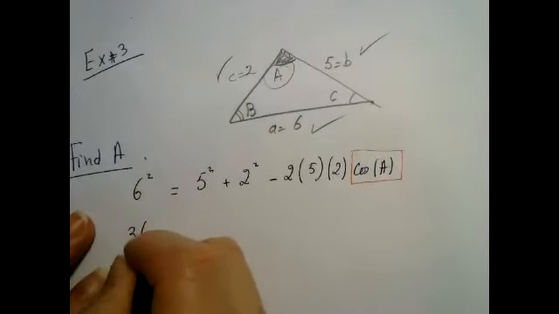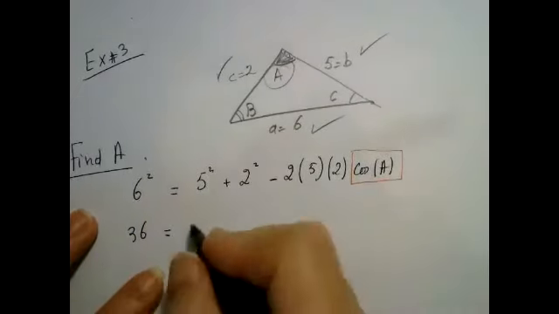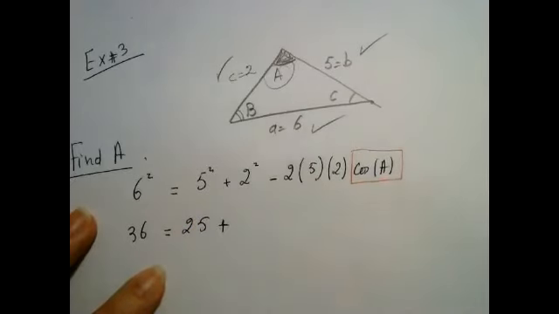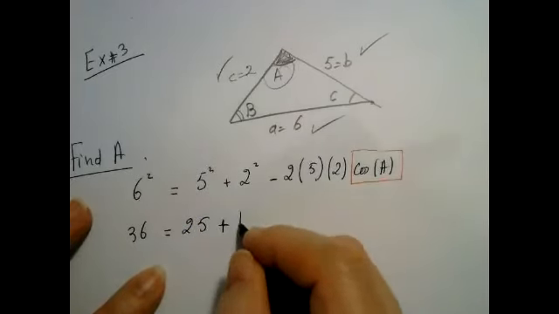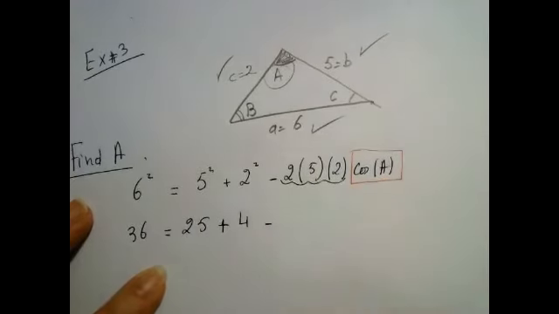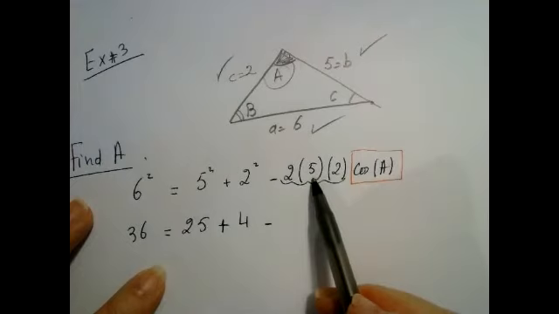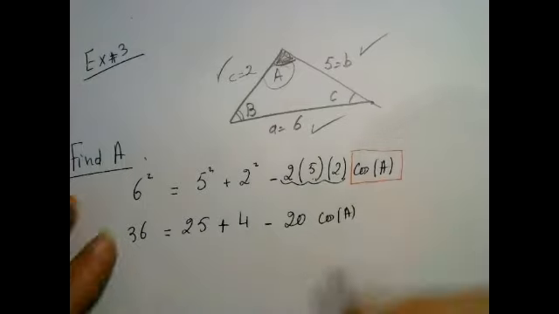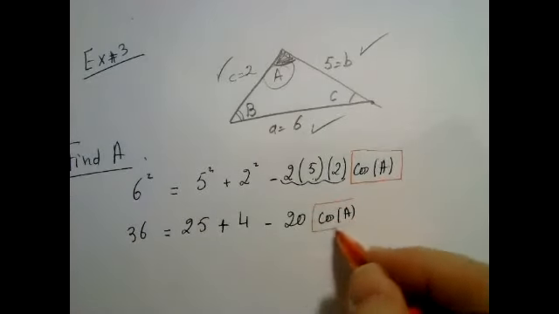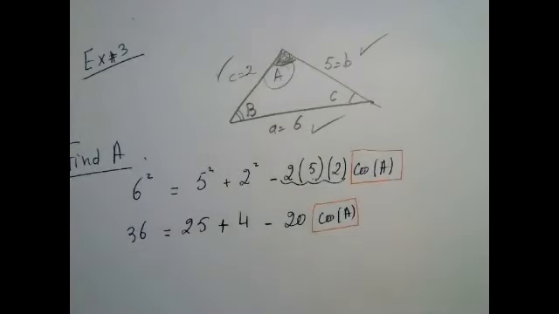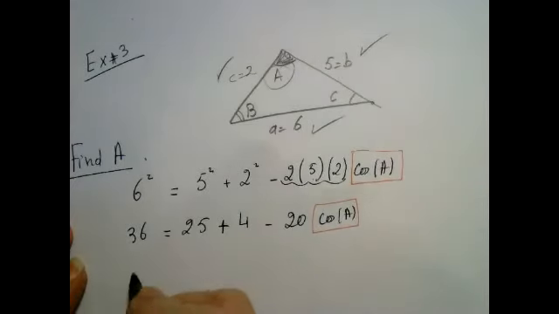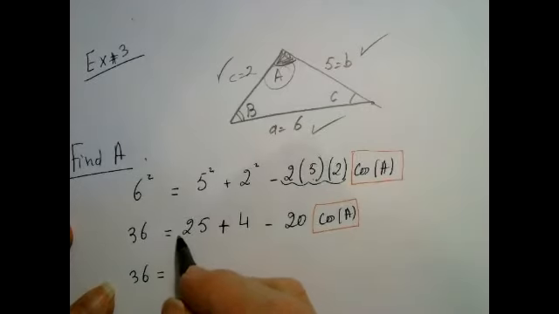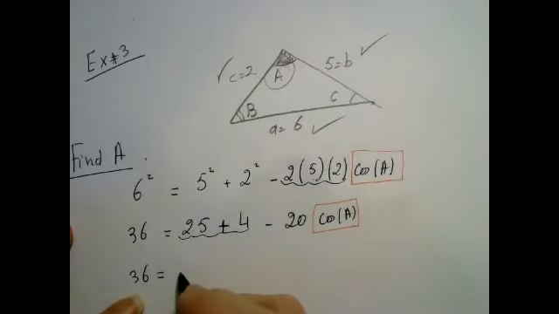6 squared is 36, 5 squared, 25, 2 squared, 4, minus. Let's multiply those by each other. 2 times 5, 10 times 2, 20, cosine A. And that's the cosine of A that I actually need to solve for. Okay, I want to isolate it. So how am I going to isolate it? You would combine the like terms, and you would get 36 equal 9 cosine A.